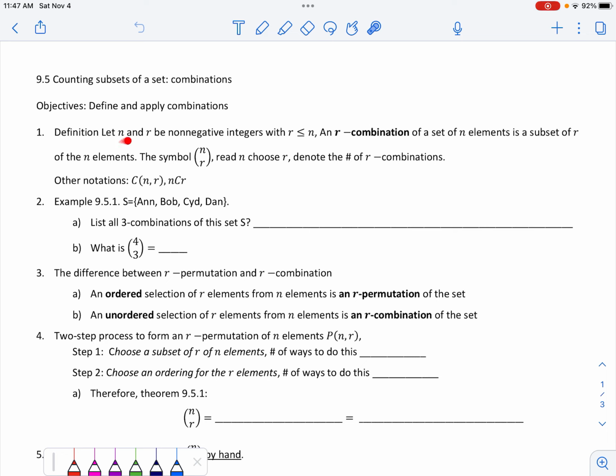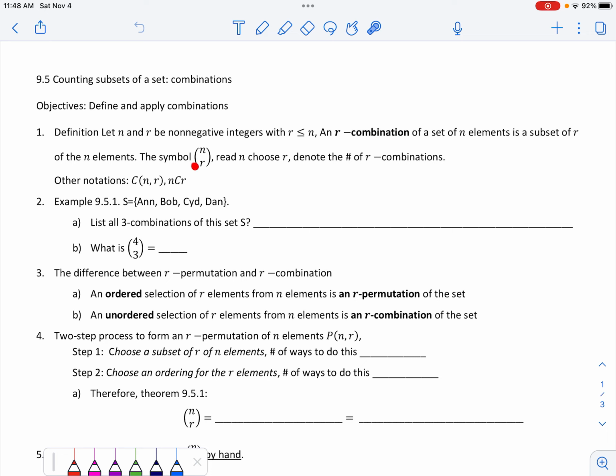Say let n and r be non-negative integers so that r is less than or equal to n. Basically, n is the size of the set and r is the size of a subset of this set. So therefore, the size of the subset has to be less than or equal to the size of the original set. We call an r combination of a set of n elements a subset of r of the n elements. So basically an r combination is a subset of a set.